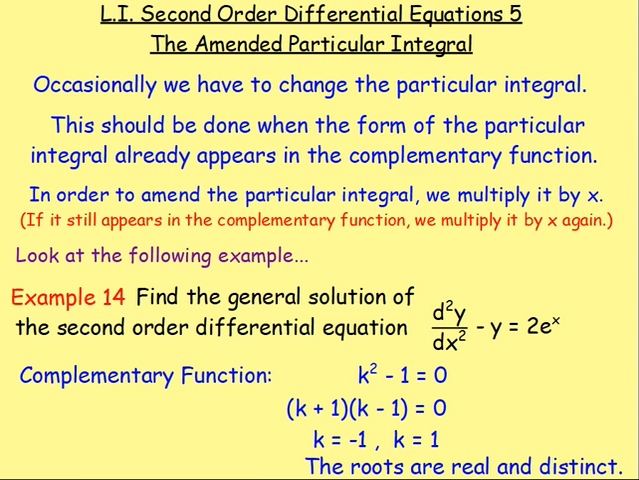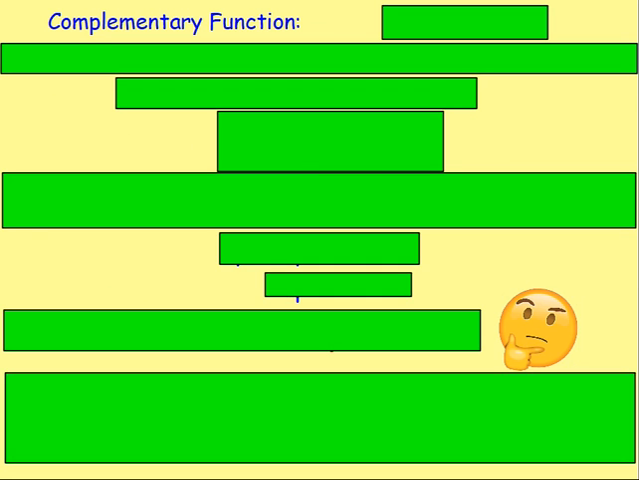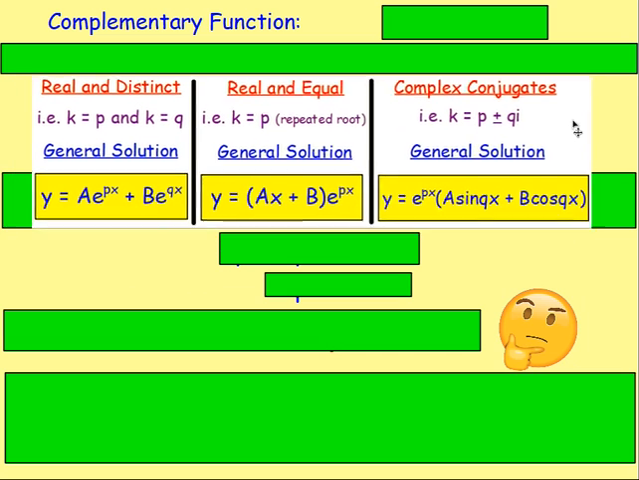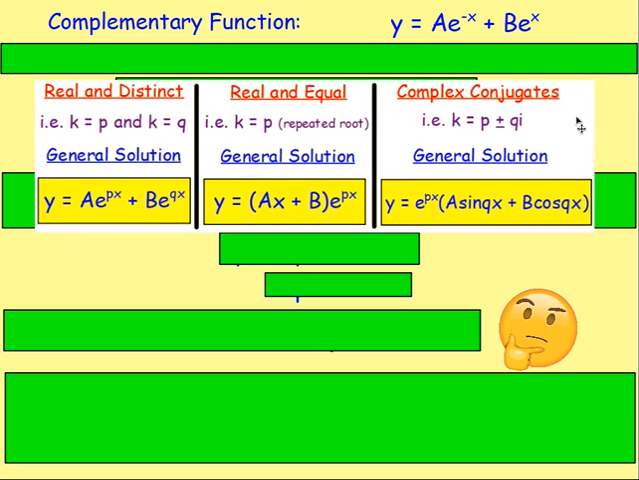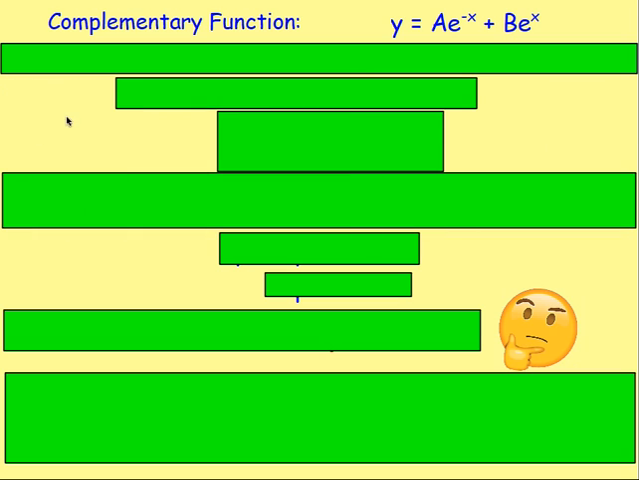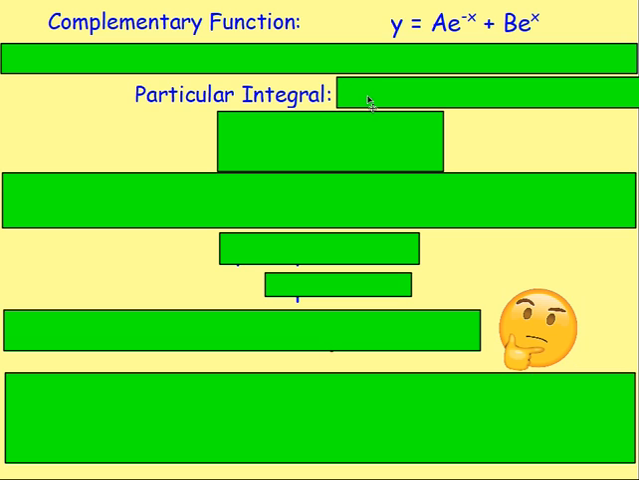And that means the roots are real and distinct. If the roots are real and distinct, we've got 1 and minus 1. Well, what does that mean? Well, that means then the roots are real and distinct, so we've got k equals p, k equals q, so 1 and minus 1, so our complementary function will look like that: ae to the power of negative x plus be to the power of x. So after that, what do we then do? Well, next we want to look at the particular integral.